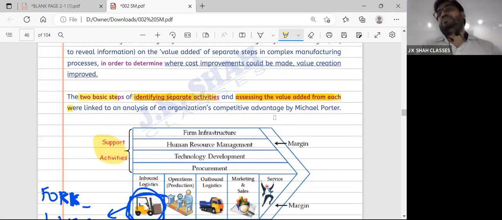So the two steps as we discussed: first identify the separate activities, and number two, assess the value added from each activity. How many activities we have? Two, primary activity and support activity. How many activities in primary? Five. Inbound logistics, operations, outbound logistics, sales, service. Support, four. Procurement, technology development, human resource management, and firm infrastructure.